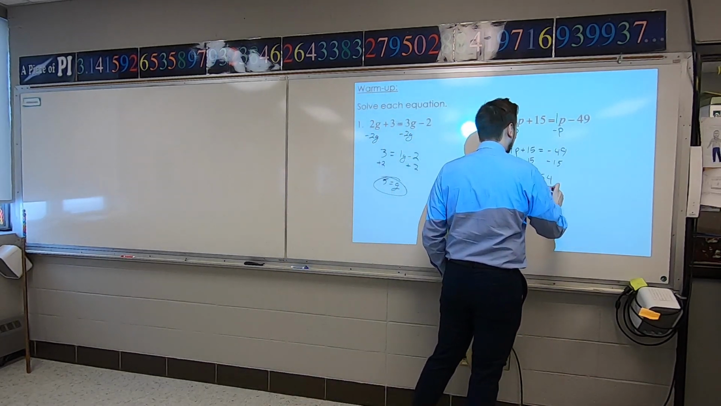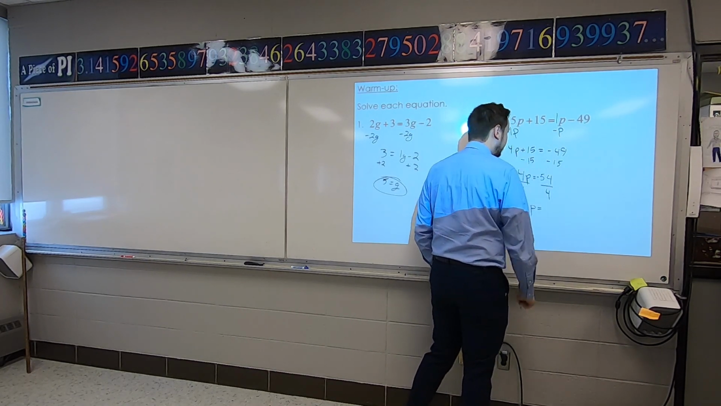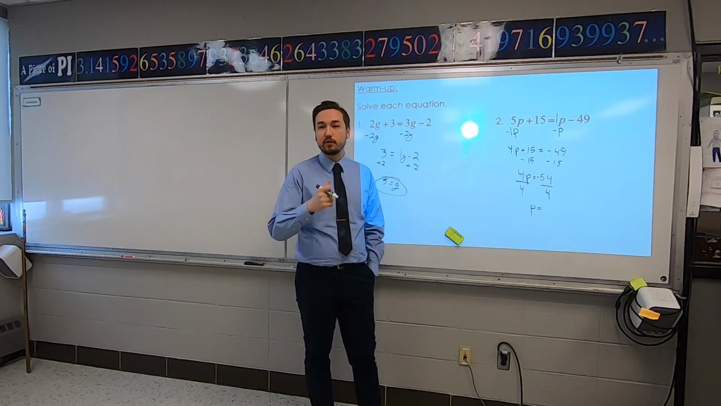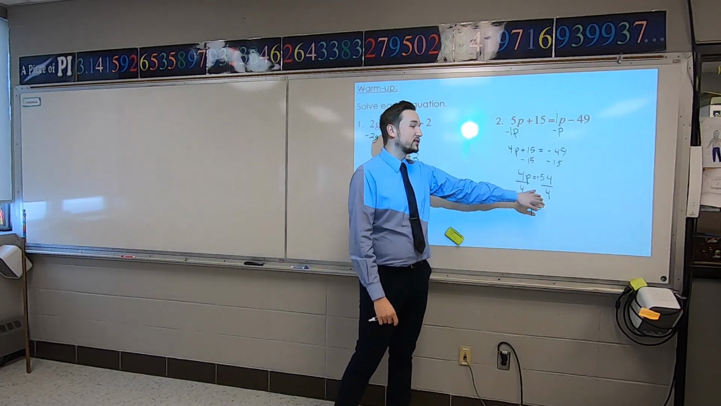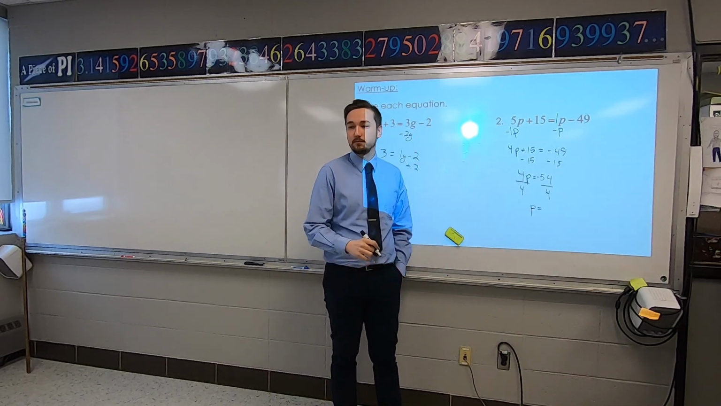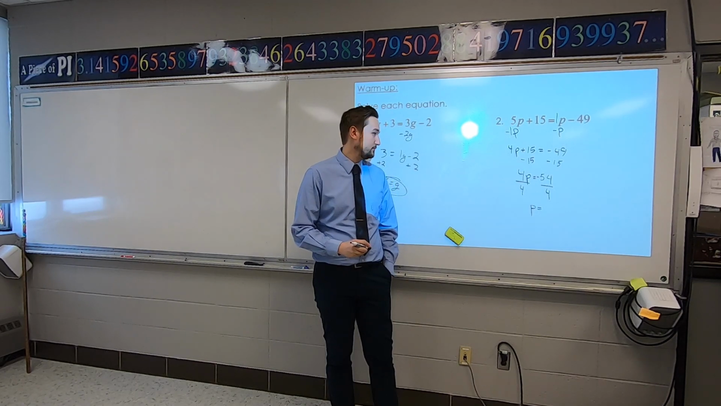Now we got to divide both sides by 4. Still want to get our variable all by itself. So negative 54 divided by 4. Grab a calculator if you need one. What is this answer? 12. What's that? 12. No, it's not. Nope.